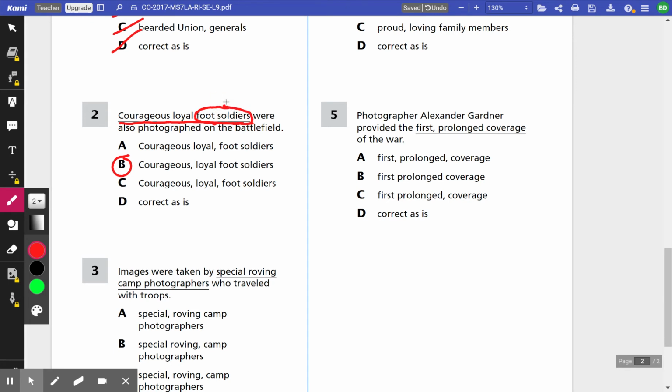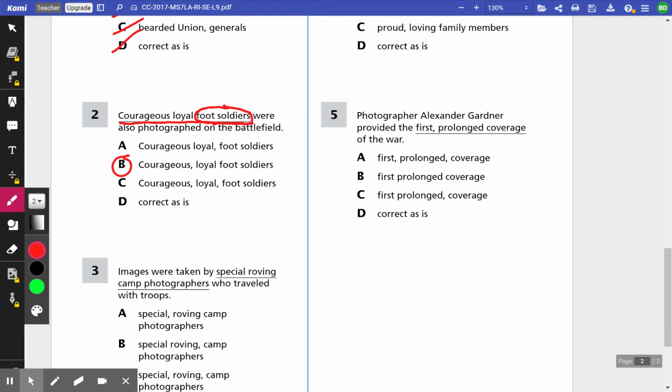So we need to figure out, are "courageous" and "loyal" coordinate adjectives? Do we need to insert a comma between them? The easiest way to find out is to use our little hint using the word "and." So courageous and loyal foot soldiers were also photographed on the battlefield. So that works. So remember, we can also reorder coordinate adjectives and have them still make sense. So let's do that test and see if it works as well. Loyal, courageous foot soldiers were also photographed on the battlefield. Well, guess what? That works too.